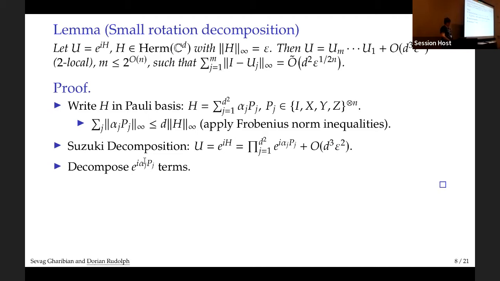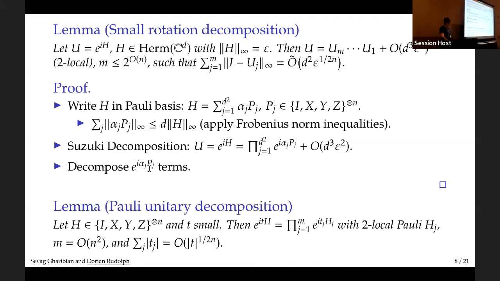Then the main part now is to decompose these e to the i alpha_j P_j terms. So P_j again is a Pauli Hamiltonian. And so we have a new lemma. So now again we have our Pauli operator H for some small t, and we also call this a pulse time. And then we can write e to the iHt as a product of e to the iH_j t_j. And now the H_j are two-local Paulis, so we have only two non-identity terms, and we need only n squared of these. And the total pulse time is t to the 1 over 2n.